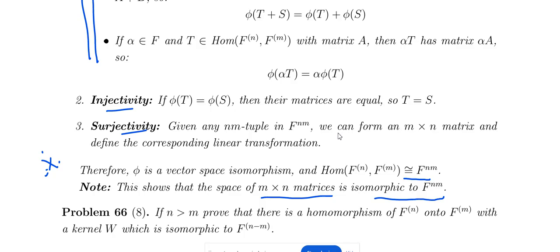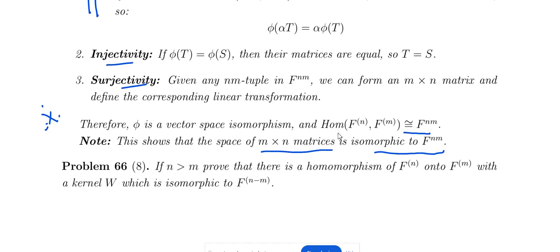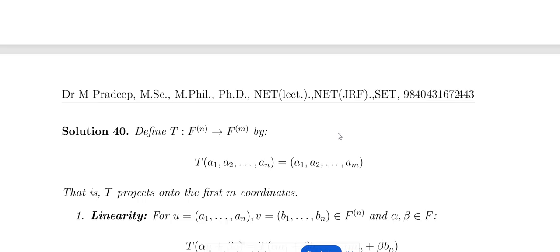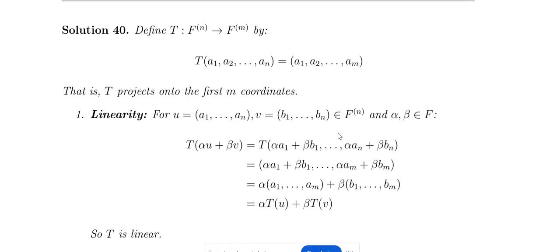And another one: if n is greater than m, then there is a homomorphism from F^n onto F^m with kernel W, which is isomorphic to F^(n-m). This is also a very important one. So n greater than m, that means T from F^n to F^m. How do we define T of the n-tuples? This is equal to the m-tuples.